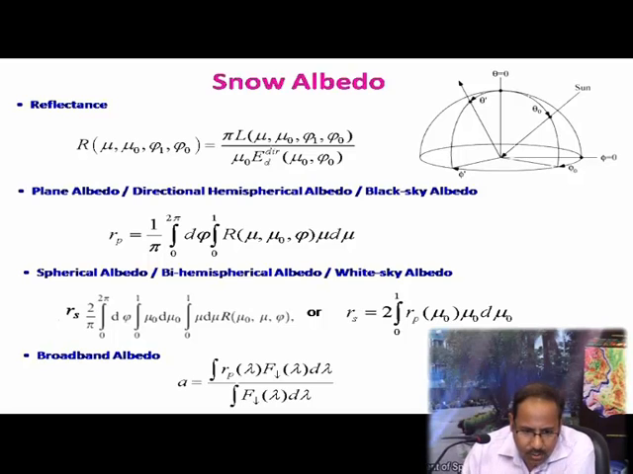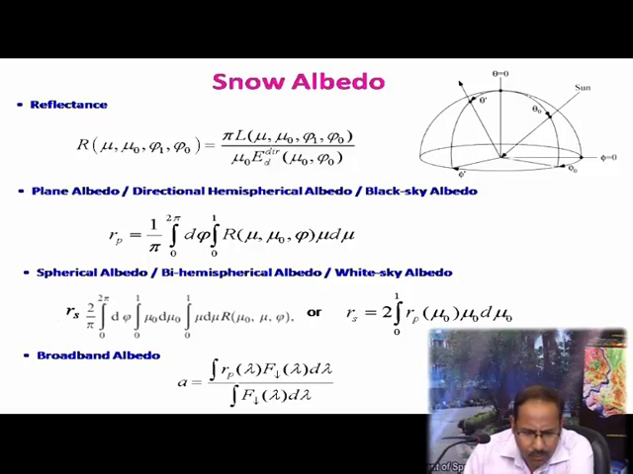And this is the spherical albedo, also called bihemispherical albedo or white sky albedo. White sky albedo is where the irradiance is diffuse irradiance. So this is the integration of the reflectance for all viewing angles as well as for all solar angles. So there is a triple integration over there. This is called the spherical albedo.